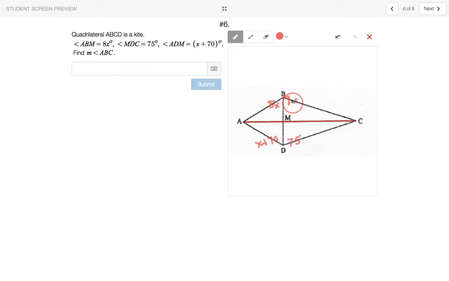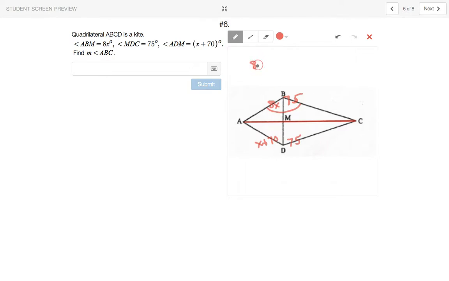I know that this is also 75 because we're trying to solve for angle ABC, which is this big angle up top. Okay. Well, we know this part over here is 75. This part, it says is 8x, but we don't know what x is. But I know that this 8x and this x plus 70 are congruent because they're both the same part when they're reflected over the line of symmetry.